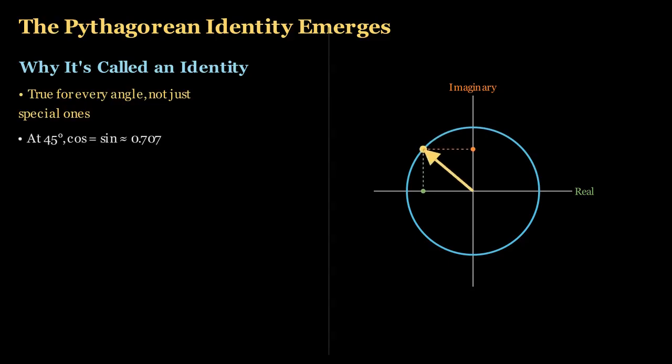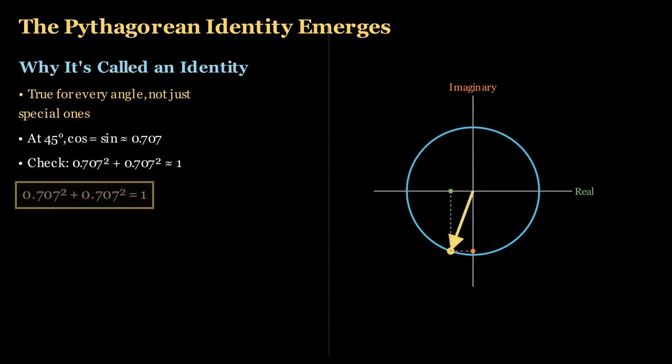At 45 degrees, cosine and sine are equal, both about 0.707. Square them, add them up, and you get exactly 1. This unchanging relationship is why we call it the Pythagorean identity.